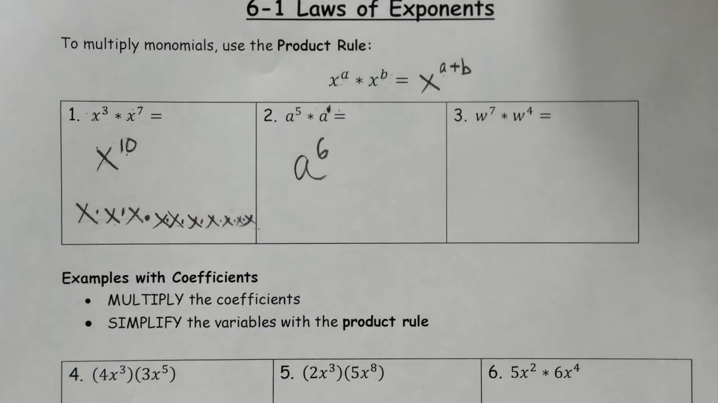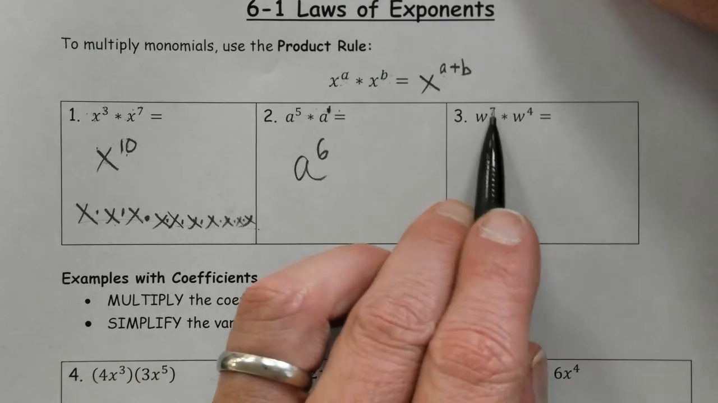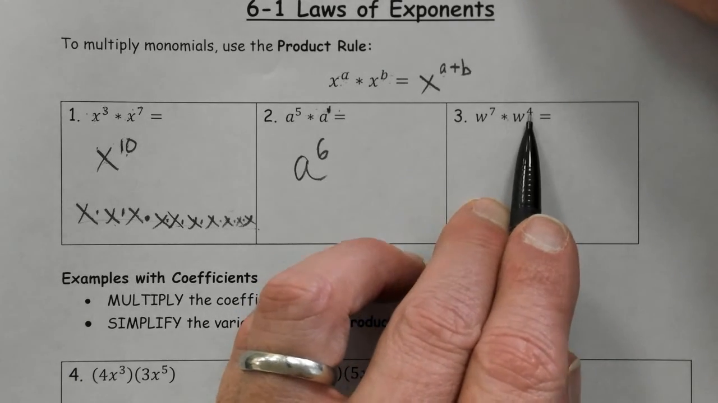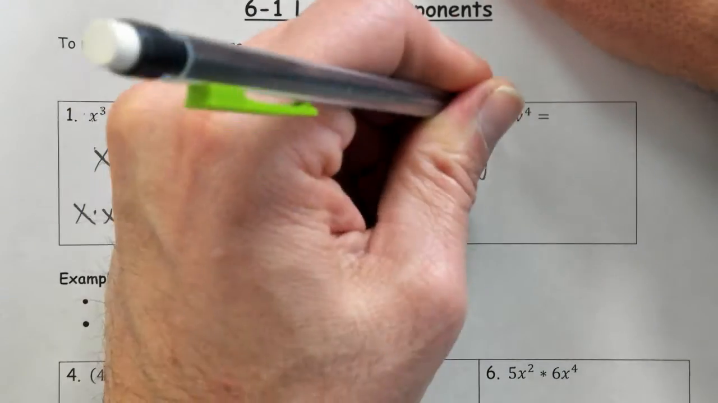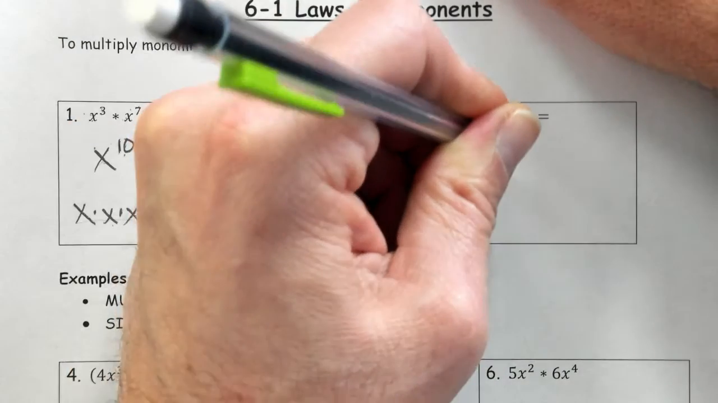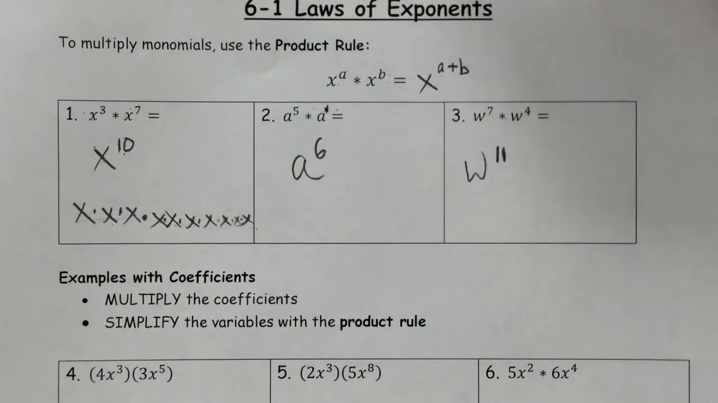All right? Let's try the next one. w to the 7th times w to the 4th. The product rule says I need to add the exponents. This becomes w to the 7 plus 4, which is 11. The 11th power is the answer there.